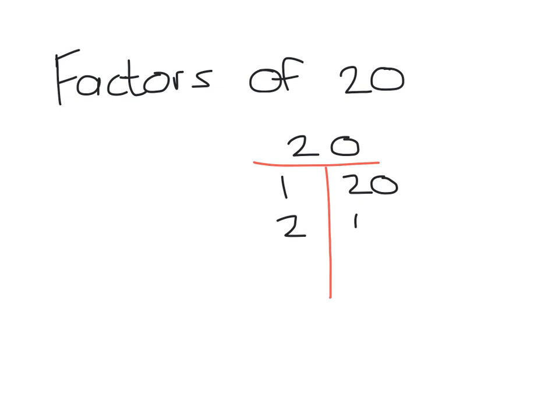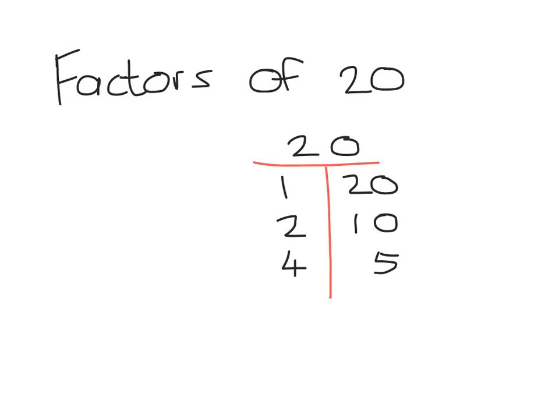Now here we're looking for the factors of 20. So again, I draw my T shape and put 20 on top. Now the first factor you should always write down for any number is 1 and itself. 20 is in the 2 times table. And how many 2's make 20? It's 10. 3 doesn't go into 20, so it's not a factor. 4 does. And how many 4's make 20? It's 5 of them.